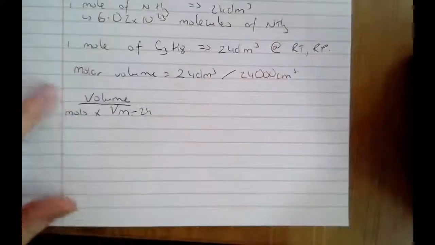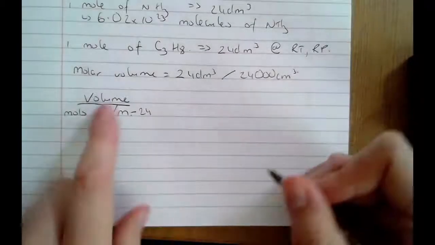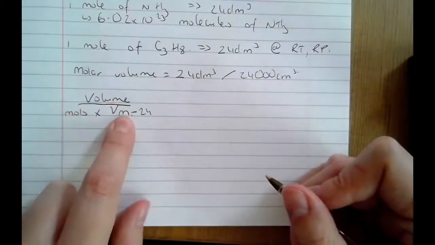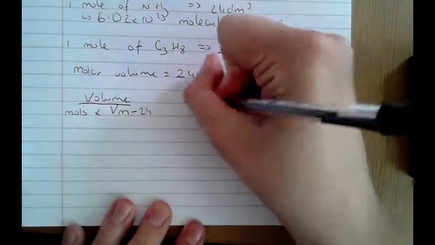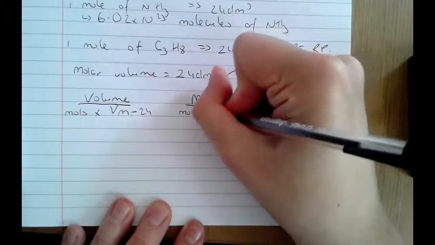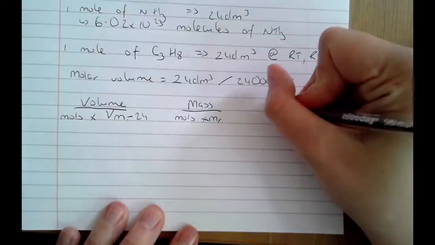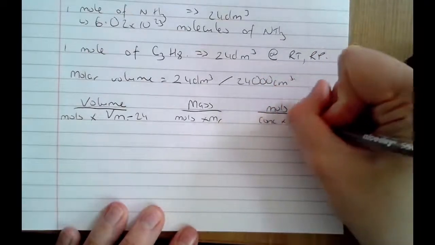Then at the end, I combine a few things. I'm just going to go back to my piece of paper for a second. We've now come across 3 formula triangles. One with volume, moles, and molar volume. Remember, that's a constant, 24. The first one we had was mass, moles, and formula mass. And then the other one we had in a previous video had moles, concentration, and volume.